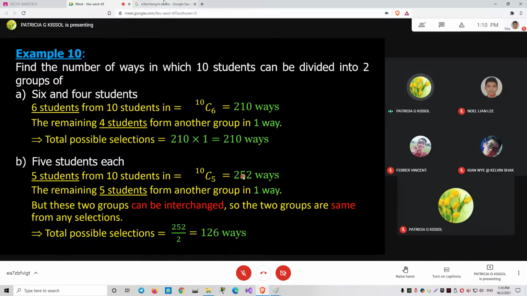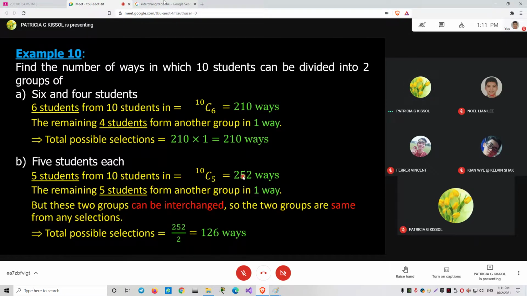But you must remember, between these two groups, it may be interchanged, like 2 times. It's not that the members in the one group are being interchanged. No, it's concerning the two groups. That's why we divide it by 2. So there's only 126 ways.